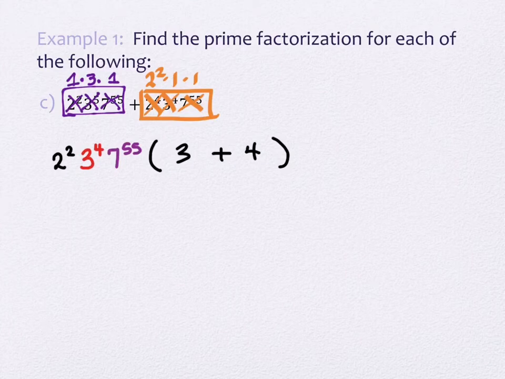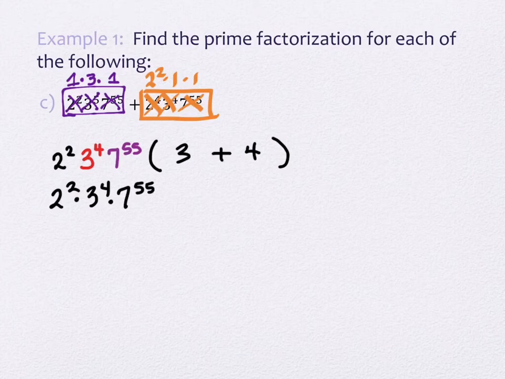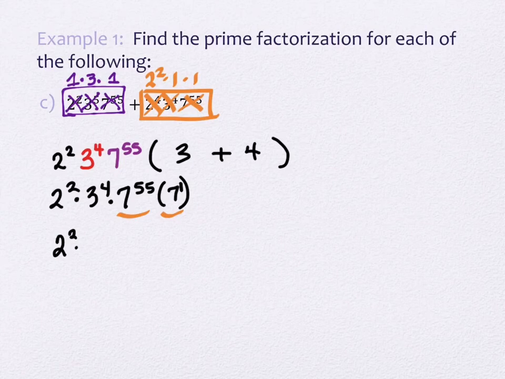This is not finished, right? Because what can you still do? I can add 3 and 4, you betcha. So right now, again, I still have 2 squared, 3 to the 4th, 7 to the 55, and now I have 7. Am I finished? So close. Yeah, both of these are 7s, right? So this one is an understood 7 to the 1. So I'll combine things when I can. I have 2 squared, 3 to the 4th, and then I have 7 to the 56. Add exponents.